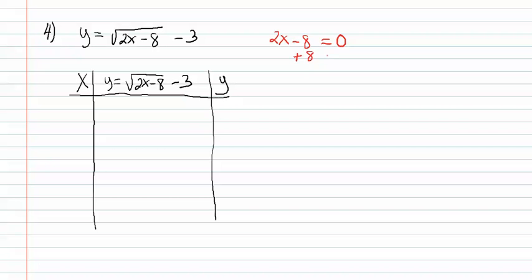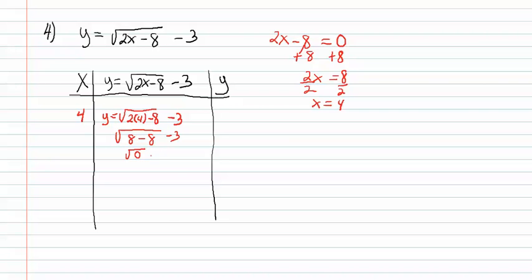We're going to add 8 to both sides. So now we have 2x is equal to 8. And divide by 2, divide by 2. We have our x is equal to 4. So let's make that our very first x. X is 4. Now let's do the math. 2 times 4 minus 8, and then we still have minus 3. So now inside of my square root, I have 2 times 4 is 8. 8 minus 8 is 0.